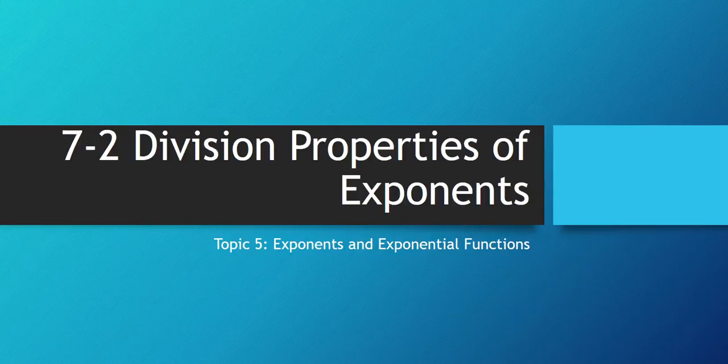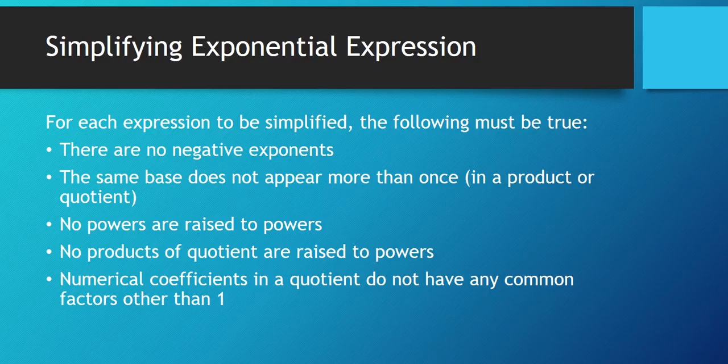This is section 7.2, division properties of exponents. Now, if you didn't write down these simplifying rules from the last video, make sure you write them down now. Again, we can't have negative exponents, and we'll talk about those in this section. We can't have the same base appear more than once in a product or quotient. We'll be working on the quotient part today.